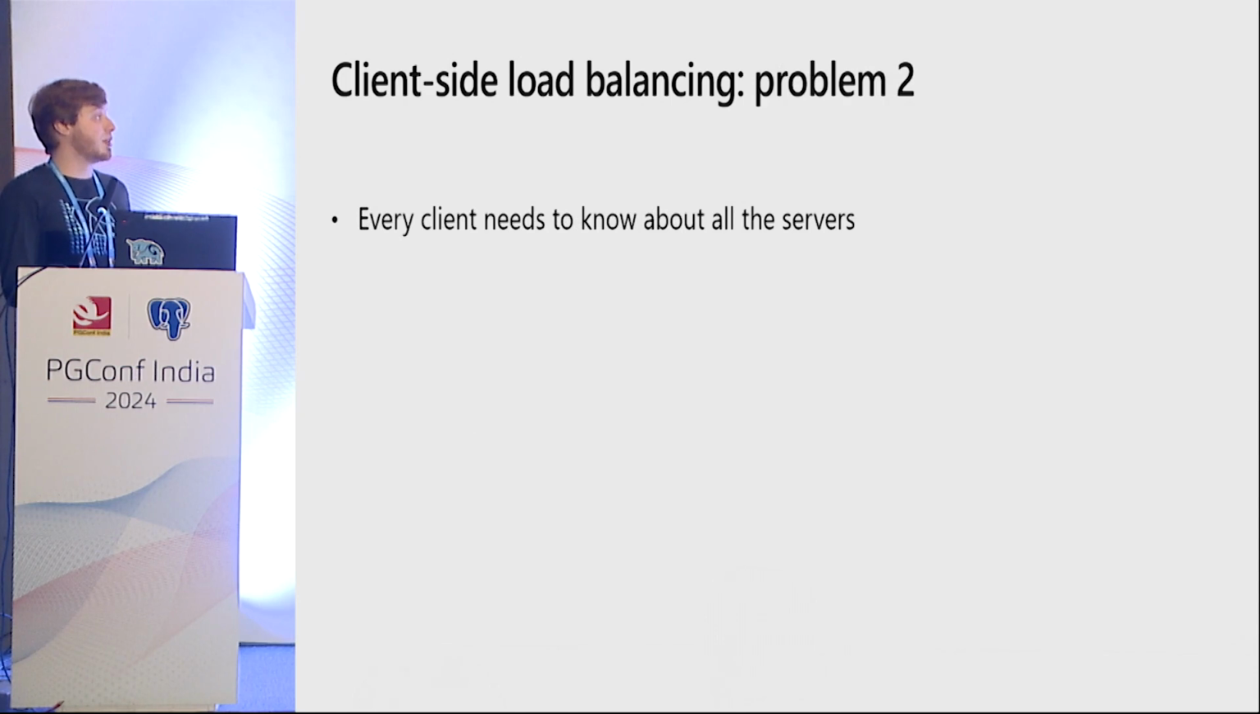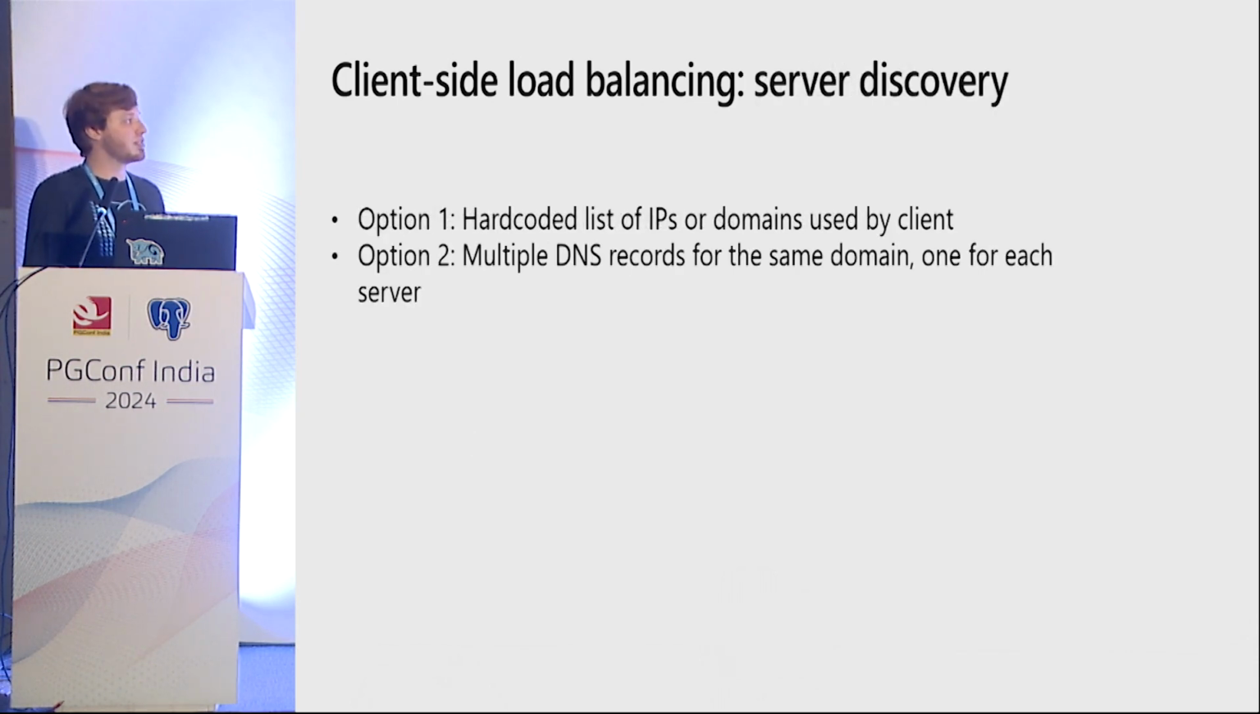And there's another problem. Every client actually needs to know about all the servers. You somehow need to tell them what the servers are. And there's two common ways of solving that. One is you have a hard-coded list of IPs or host names, like server.a.microsoft.com and server.b.microsoft.com, and you put them in a list, and the client picks one of them.